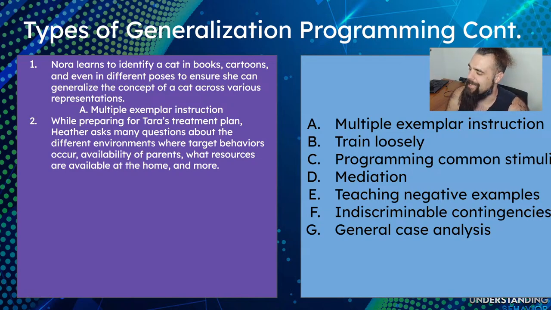All right, a lot of people saying G. Okay. Robin's got a rationale, asking questions about the different environments. Okay. Jermarlene is saying Tara's analyzing environmental aspects that may be important to know. Okay, okay.